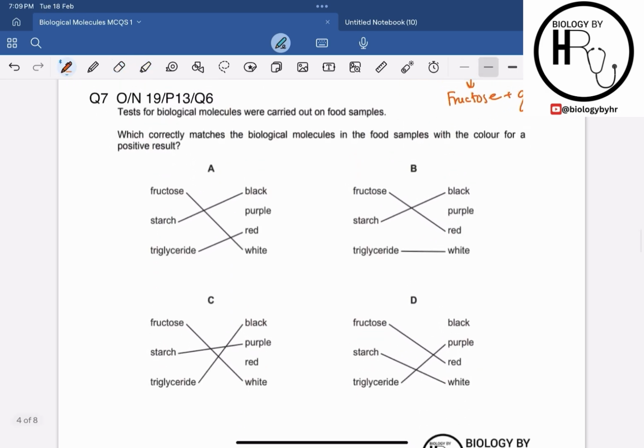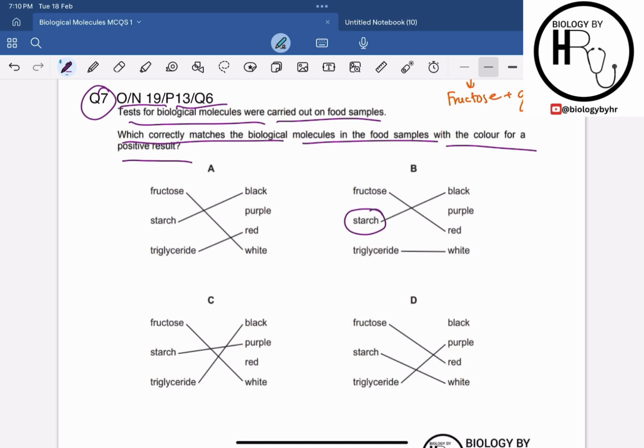Question number 7 over here is from October November 19, paper 1-3, question 6, right? Over here basically they are saying that tests for the biological molecules were carried out on a food sample. Which correctly matches the biological molecules in the food sample with the color for the positive result? We know that starch is a polysaccharide, and for starch we do the iodine test, right? If the starch is present, the iodine solution turns blue black, right?